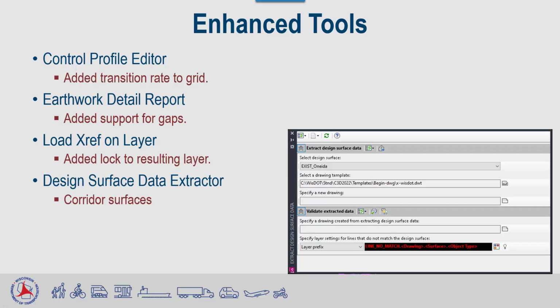The Design Surface Data Extractor is a critical part of our construction data packet workflow because it mines all of the break lines used to define our surfaces. However, it had a limitation where it would not work directly on corridor surfaces. Now, it will work on those corridor surfaces, so if you have a simple project that does not require a refinement surface, you will not be forced to create that refinement surface just to use this tool.